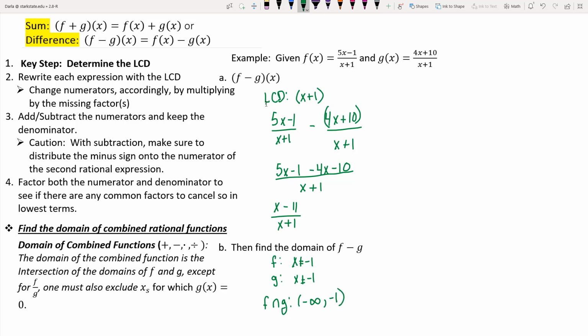So put a parenthesis at negative 1, do a union, and pick back up at negative 1 to infinity. And this shows that our domain is everything but negative 1.